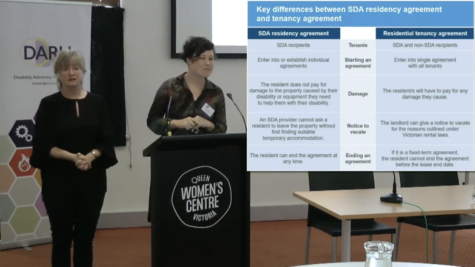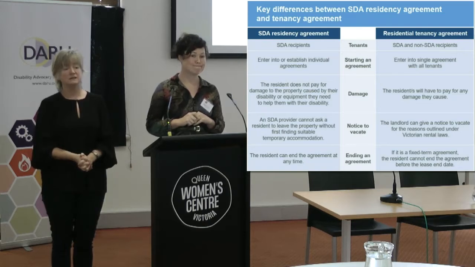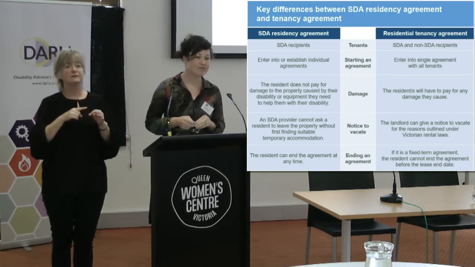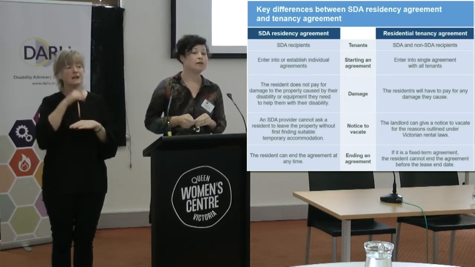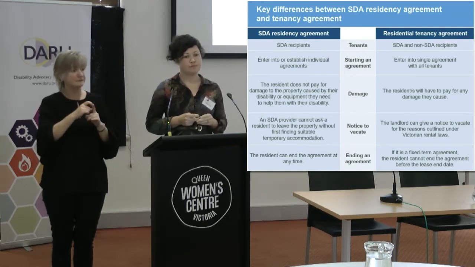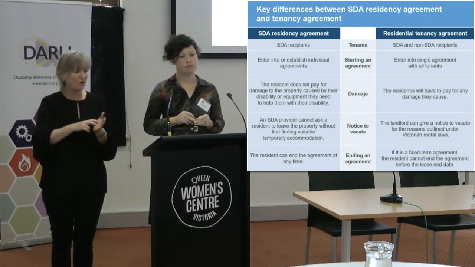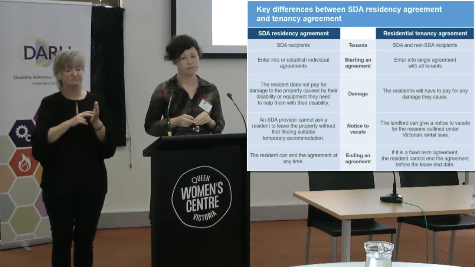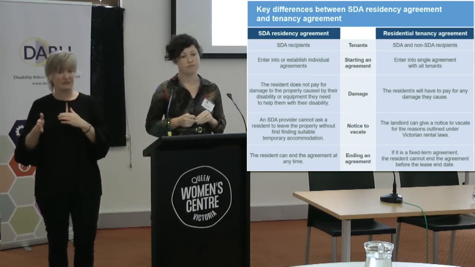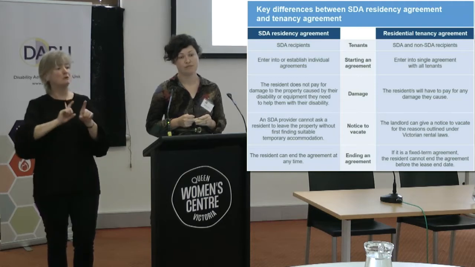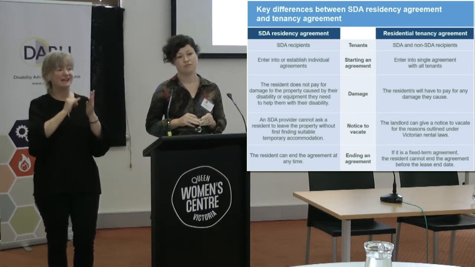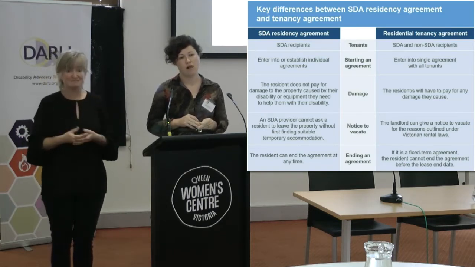I have a question about people with intellectual disability, if they're unable to sign a residential tenancy agreement, but they're not granted SDA in their NDIS plan. What happens? Is there anything in between? What does the law say?